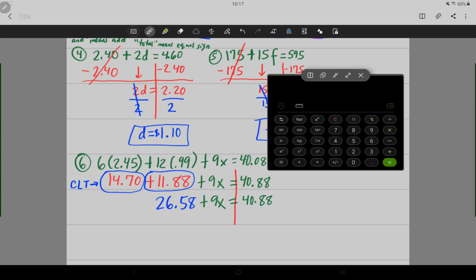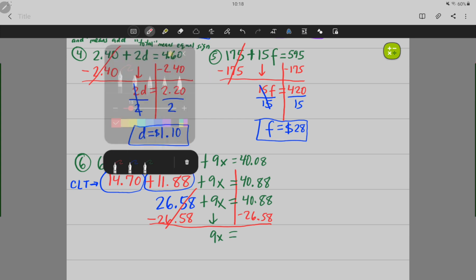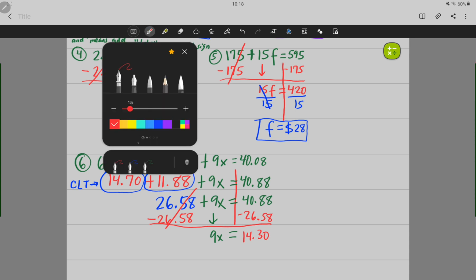And I still want to get the x by itself, but I do see now positive 26.58. So instead of positive, let's subtract. Make that negative on both sides. On the left side, 26.58 minus itself is 0. Let's cancel that out. Let's bring down our 9x and equals. And on the right side, $40.88 minus 26.58 is going to give us $14.30.